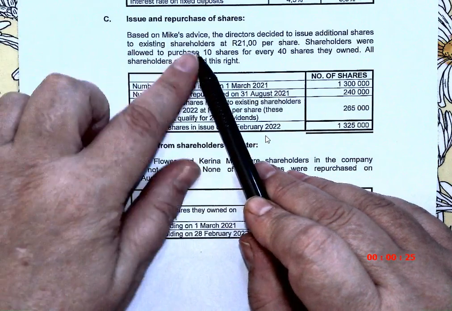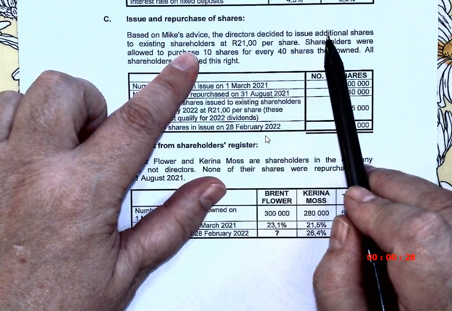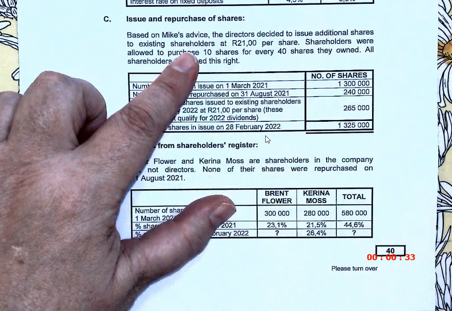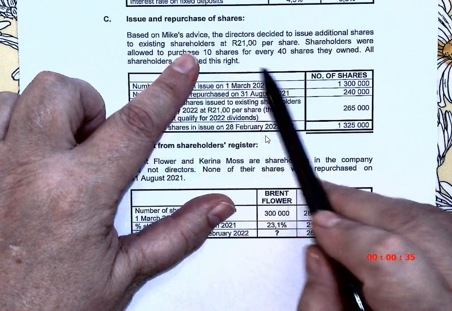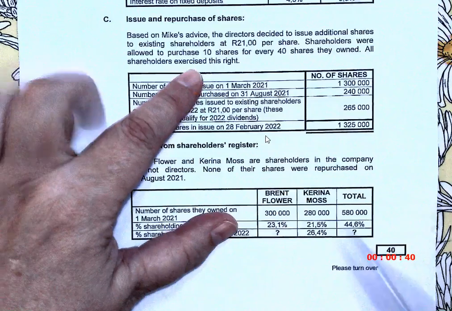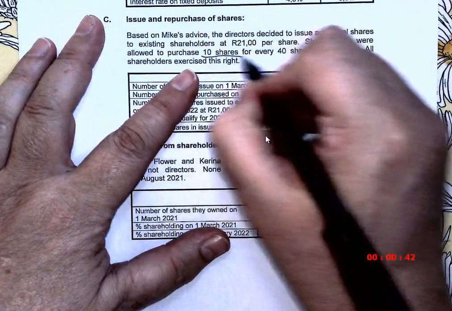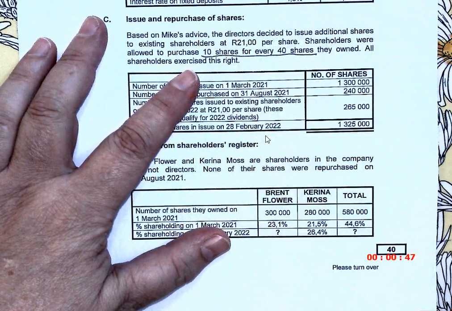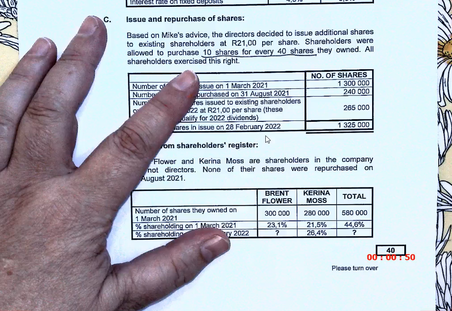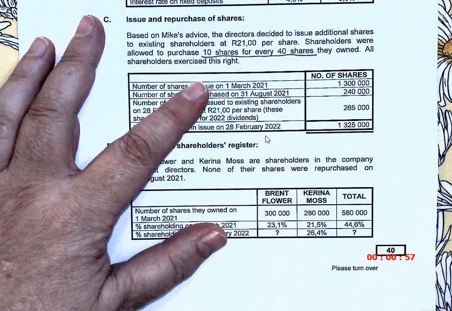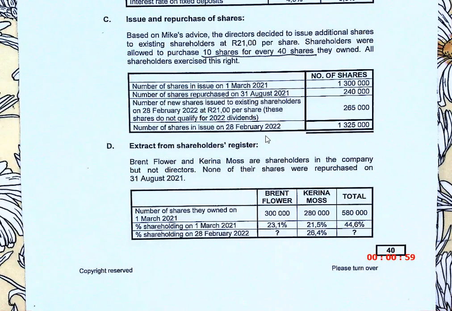Ne? They issue shares to people who already own shares. At 21 Rand per share, shareholders were allowed to purchase. Now look at this. They can buy 10 shares for every 40 shares they own. Okay? So there's a prerequisite. All shareholders exercised this right, meaning every single shareholder did it.